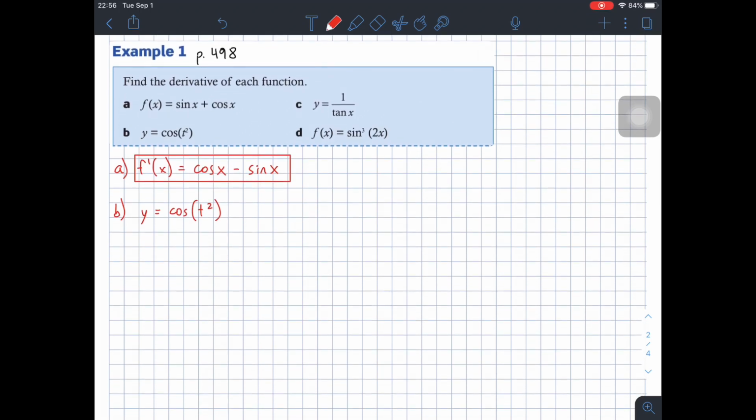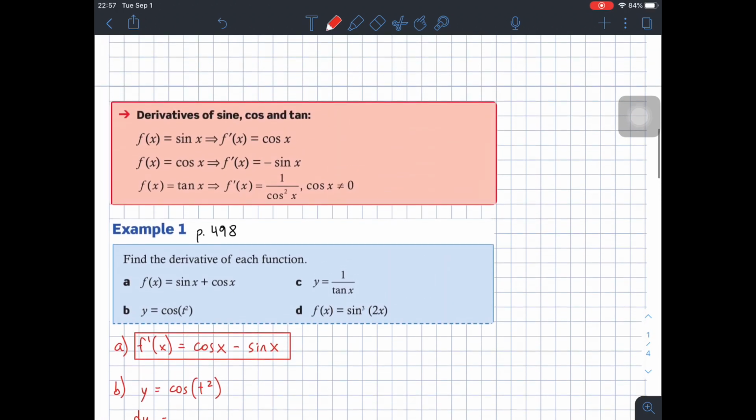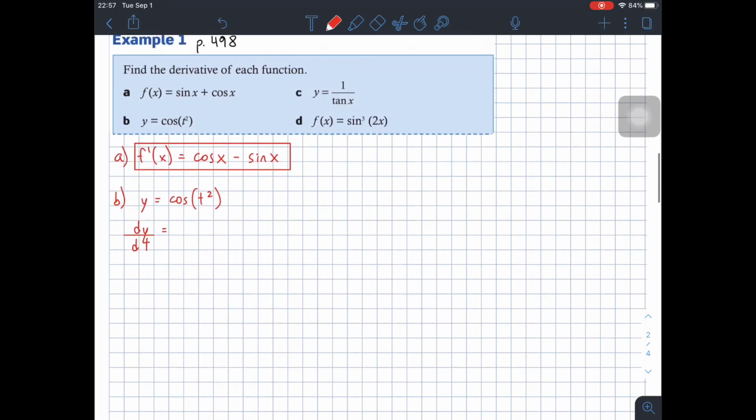So let me find the derivative of this function. I'm going to use the other notation just for you to remember the other notation. This is the same as saying y prime, right? The derivative of y with respect to t, because t is a variable here instead of x, would be equal to the derivative of the outer function, which is cosine of x. The derivative of cosine of x is negative sine of x. So we're going to write negative sine of t squared. Remember, the inner function remains the same, right? And then we multiply this by the derivative of the inner function. The derivative of t squared is 2t. Okay, 2t. So that's it.